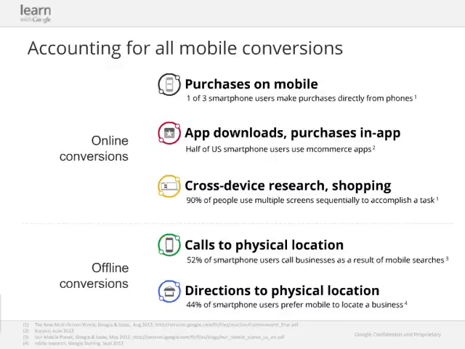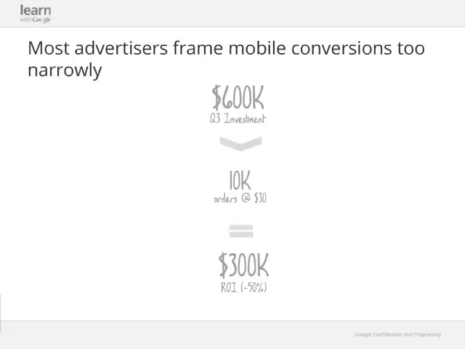You click on your location extension, or you click on your phone to get to your website, and then you find your nearest store, for example. You walk to the store. Those are pretty powerful use cases, right? So having laid the foundation for the next slide, let me give an example of advertisers who frame mobile conversions too narrowly.